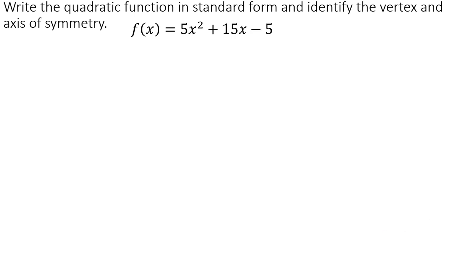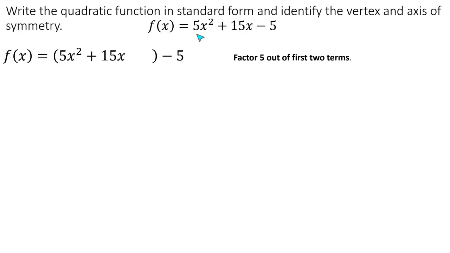Okay, so let's look at this one. Write the quadratic function in standard form and identify the vertex. Okay, so this one it's a little bit different, but the first step is to group the x squared terms, or the x's, together. So we have 5x squared plus 15x. Second question is, do you have a number other than 1 in front of x squared? The answer is yes. So we're going to have to factor it out.